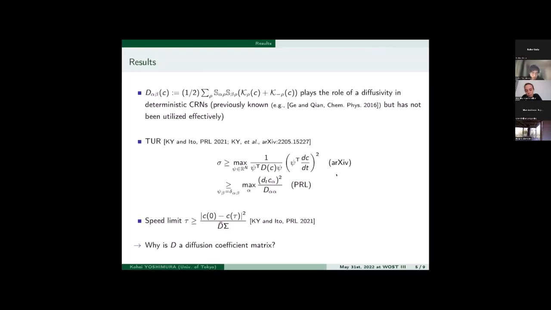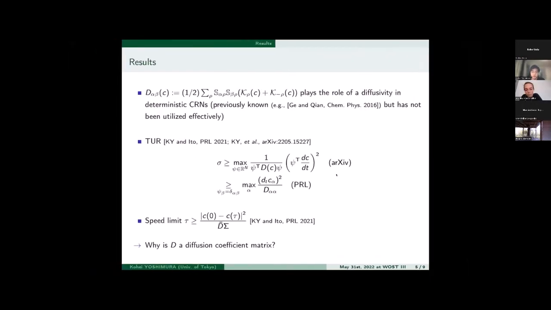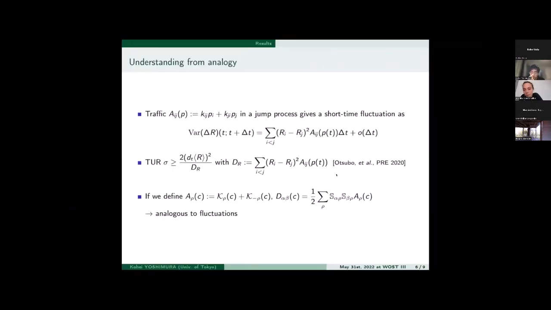And then one can wonder why this diffusion coefficient matrix. To this question, we can answer from two points of view. Okay. First, you can understand this point from an analogical point of view. In a jump process, the traffic defined by this gives a short-time fluctuation like this equation, and one can prove a short-time TUR with this.